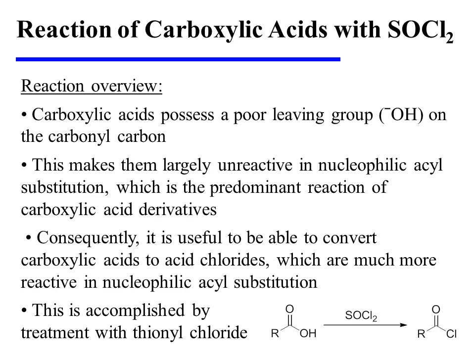Carboxylic acids possess a poor leaving group on the carbonyl carbon. This makes them largely unreactive in nucleophilic acyl substitution, which is the predominant reaction of carboxylic acid derivatives. Consequently, it is useful to be able to convert carboxylic acids to acid chlorides, which are much more reactive in nucleophilic acyl substitution. And this is accomplished by treatment with thionyl chloride.